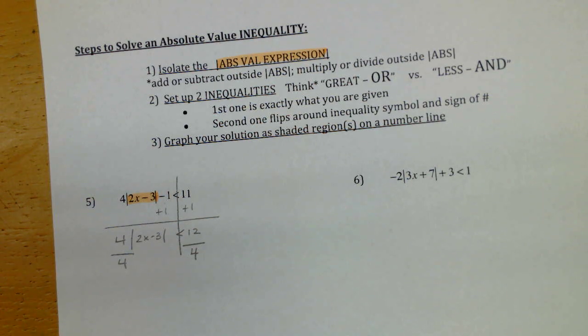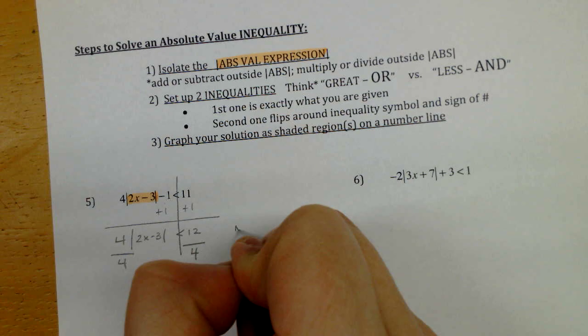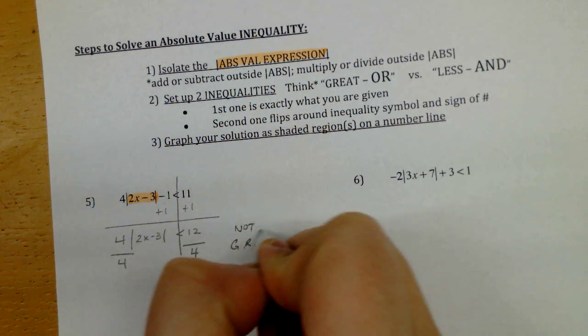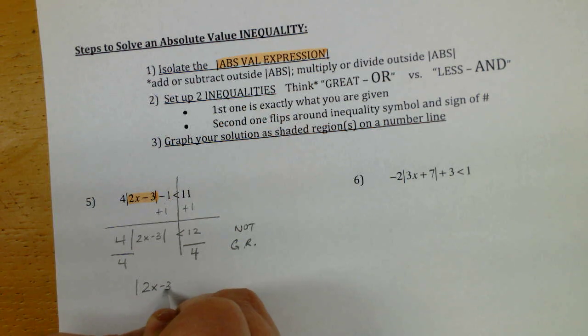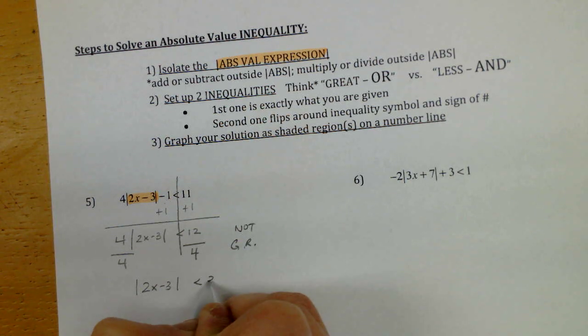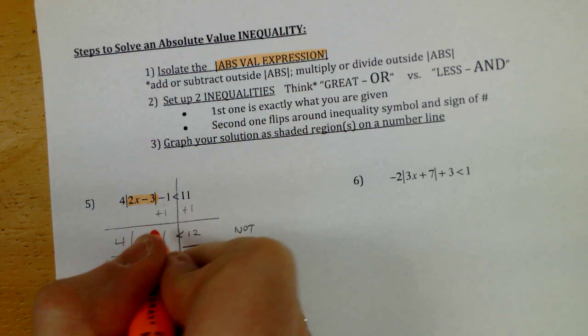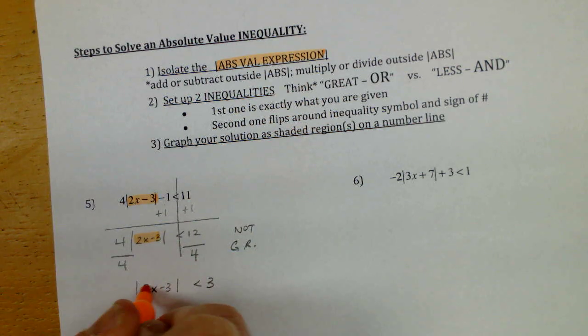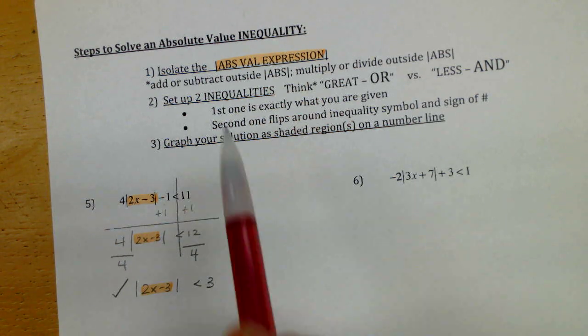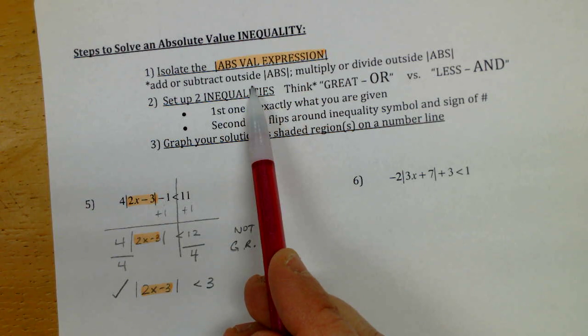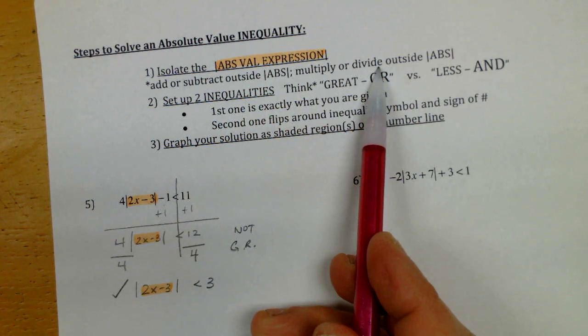And think, I divided. Is this the golden rule? Not the golden rule. So I'm just going to put a note here. Not the golden rule. So this will stay the same. 2x minus 3 is less than 3. Now, take a look. Here's absolute value. I believe I have accomplished step 1, finally, which is isolating absolute value. And notice I added or subtracted first, and then I multiplied or divided.